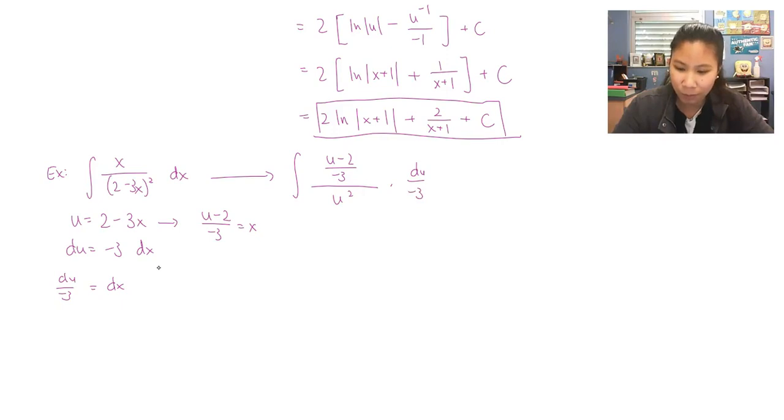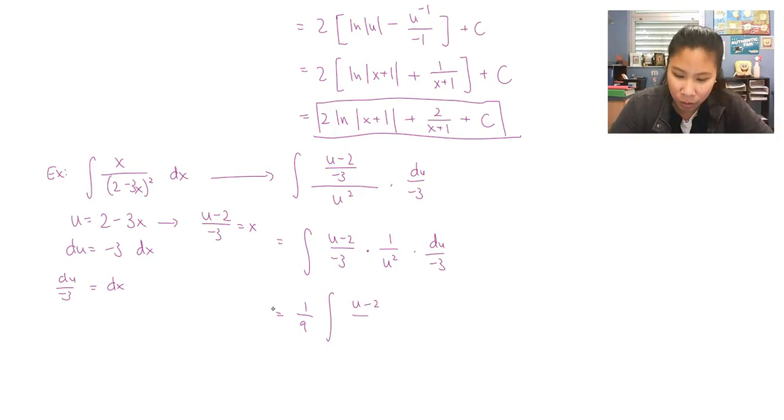over negative 3. Okay. So right now I have fractions on top of fractions, and I don't like that. So let me just rewrite it as u minus 2 over negative 3. And then instead of dividing by u squared, this is the same as multiplying by 1 over u squared. All right, this looks much nicer. So it also looks like if I multiply this out, I can take out a constant of 1/9 because of the -3 on the bottom of two fractions. And then the integral of u minus 2 over u squared du.